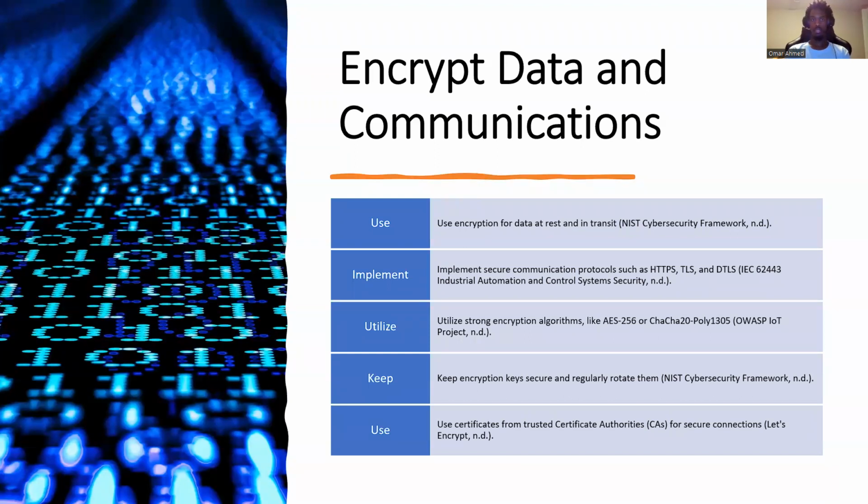So, encrypting data and communications. The second best practice for securing Internet of Things devices is to encrypt data and communications. To protect sensitive information from unauthorized access and interception, use encryption for both data at rest and in transit. You would want to implement secure communications protocols such as HTTPS, TLS, and DTLS to safeguard data transmitted between Internet of Things devices and management interfaces.